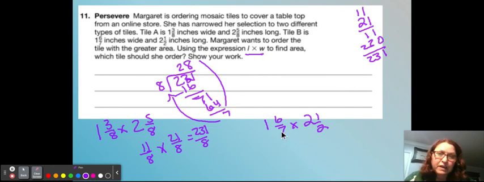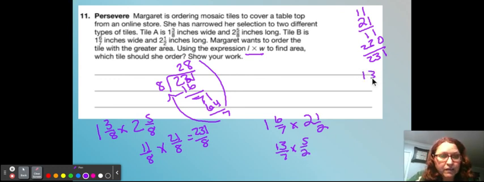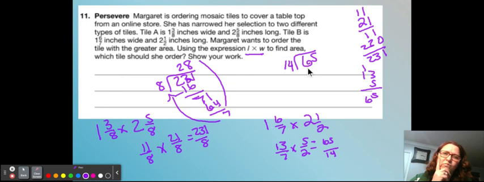Now let's do the next one. 7 times 1 is 7 plus 6 is 13 over 7, times 2 times 2 is 4 plus 1 is 5 halves. I can't simplify, so now I have to do 13 times 5 is 65. 7 times 2 is 14. Now I have to do 65 divided by 14. 14 goes into 65 4 times. 4 times 4 is 16. 4 times 1 is 4, plus 1 is 5. I have 9.